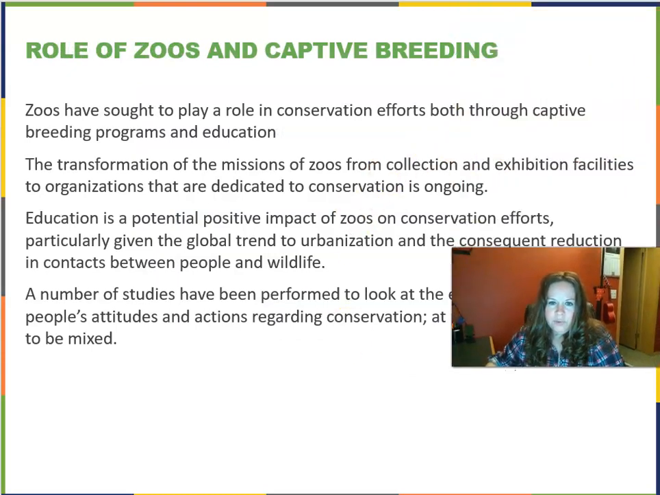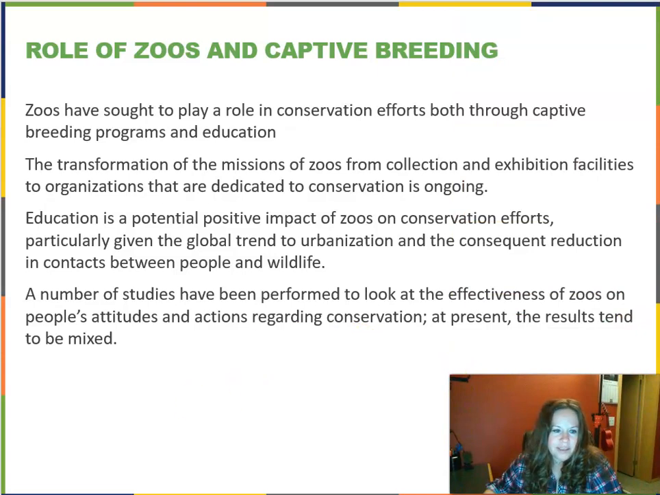How about the role of zoos in captive breeding? Finally, we hit one of our last ideas to help bring back biodiversity. Can zoos help us? Zoos have sought to play a role in conservation efforts, both through captive breeding programs and educating people about the importance of organisms and biodiversity. The missions of zoos have been transforming from just being collectors and exhibitors to being organizations that are dedicated to conservation.